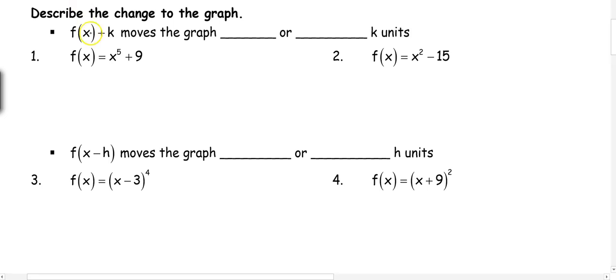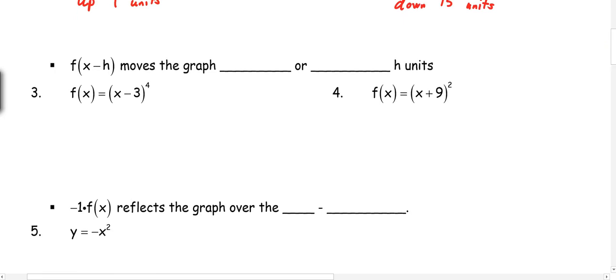Describe the change to the graph. So remember that f of x plus k moves our graph up or down k units. So if we have f of x equals x to the fifth plus 9, this plus 9 is telling us that we are going to move up 9 units. Number 2, f of x equals x squared minus 15. The minus 15 tells us that we are going to go down 15 units. Notice that the exponents change. The first one was an x to the fifth, the second was an x squared. That doesn't change how our graph shifts. It just changes the shape of the graph.